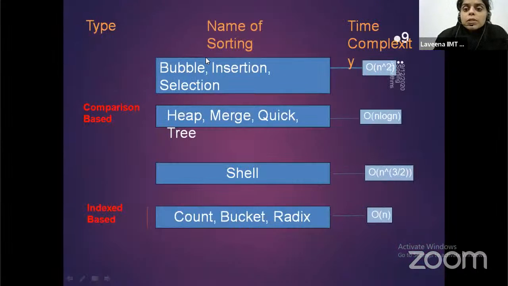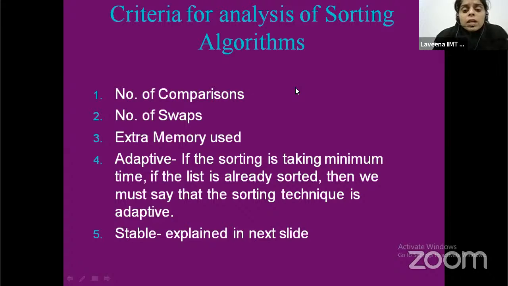So this is a picture you can see here: the type, comparison based, index based, the names of the different types of sorting, and time complexity, how much time it will take. Before studying sorting and its different algorithms, we should know the criteria for analysis of a sorting algorithm. In every sorting algorithm, you have to follow these five criteria. First, you have to compare the data elements in the list or array.